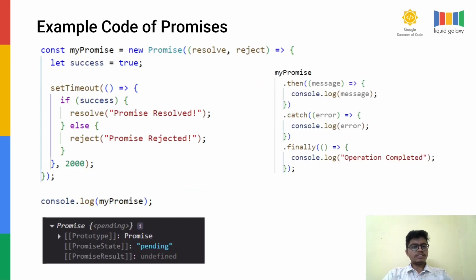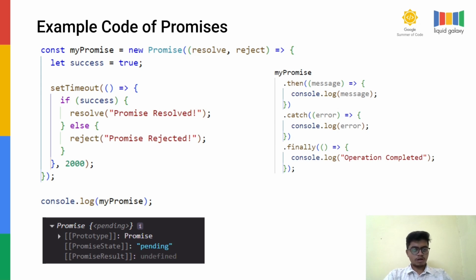Here comes an example code of promises. You can see I've already told that promises are objects. In order to create promises, we use this type of syntax: new Promise, and inside of this we pass a function which has two arguments: resolve and reject. And on a certain condition, we can either resolve the promise or reject it.